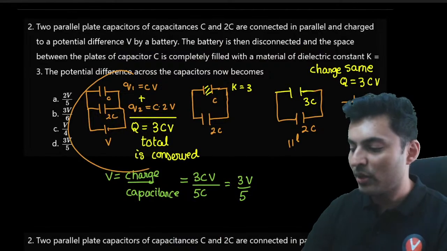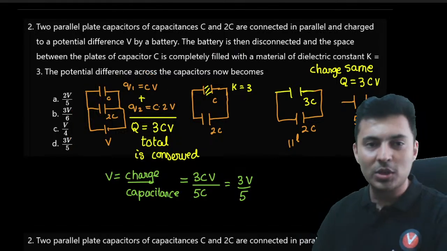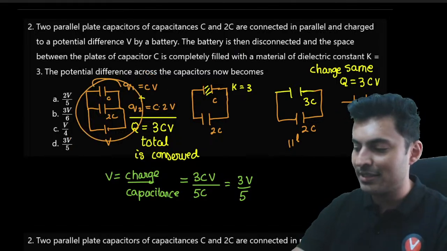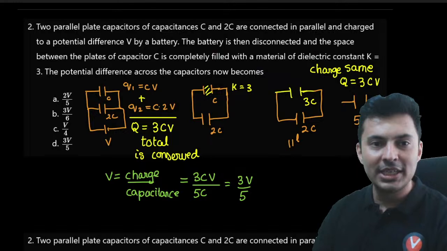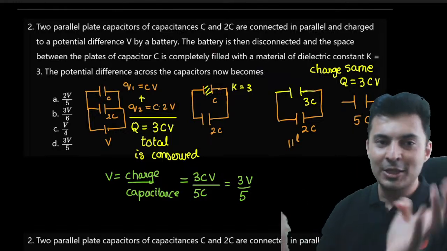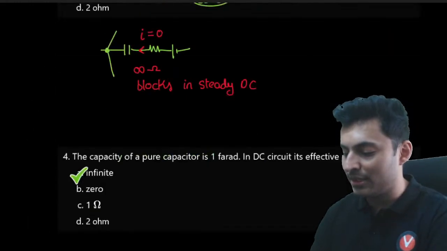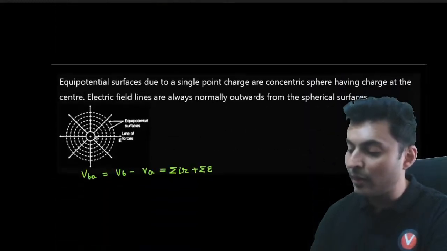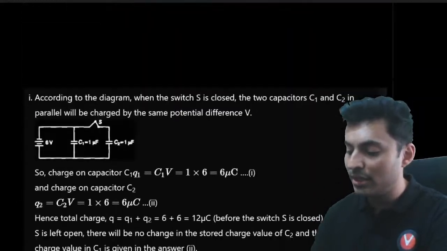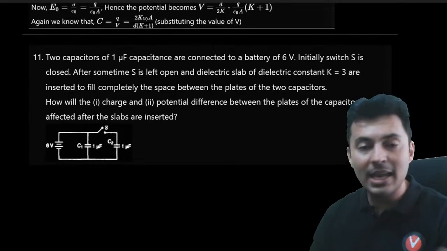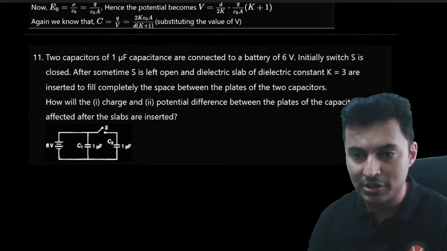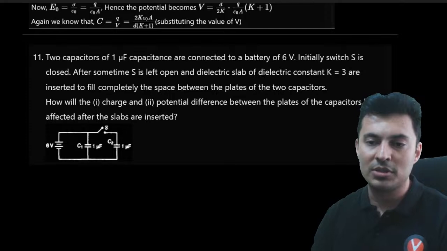You can see the diagram was not given here, but in that question, the diagram is given. Charges are asked, potential is asked, voltage is given to the capacitors. Initially, you disconnect it, connect a switch, all these things. So that's why these kind of questions become very, very crucial for you to solve. It's the same method to solve these questions.